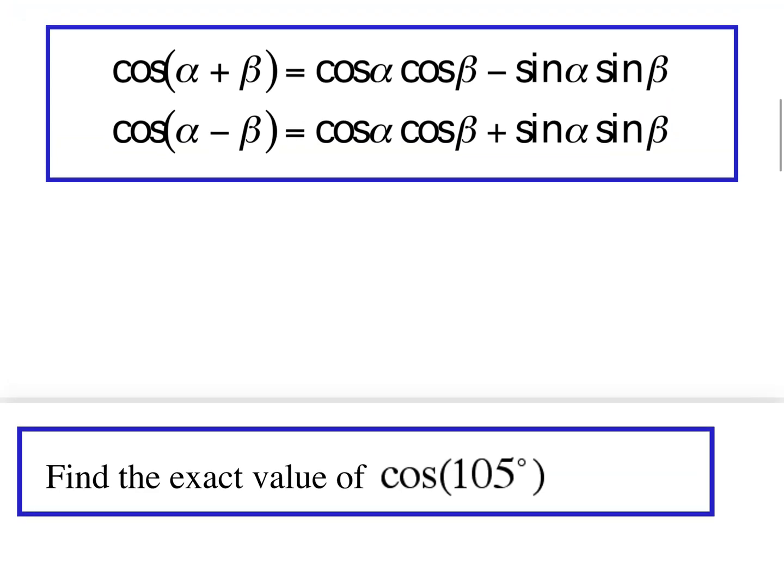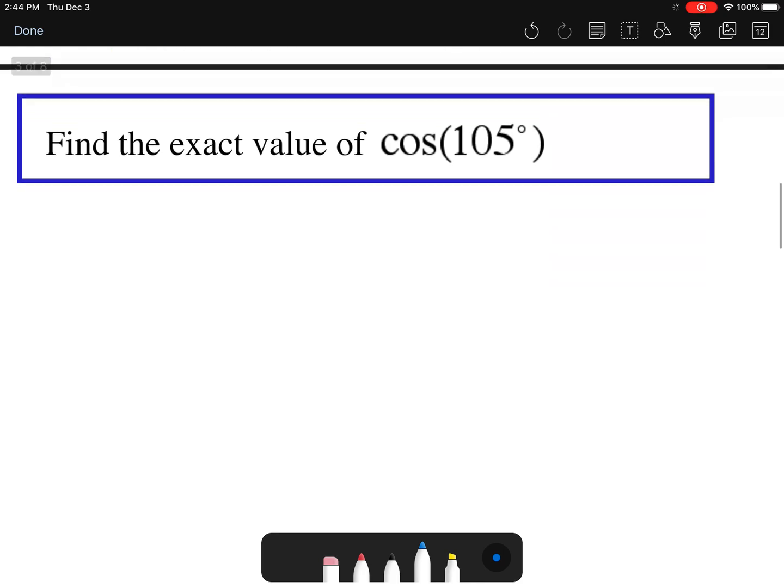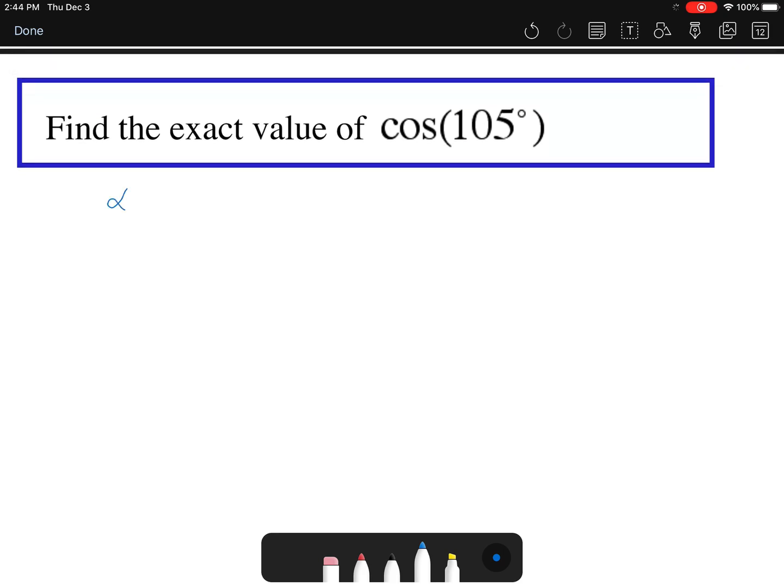So how do we find the exact value of cosine of 105? Well, we're going to use the formulas. So for 105, let's see, 105 would be 90 minus 15, but we don't know what 15 is. How about 60 and 45? That would add up. So alpha plus beta, in other words, we're going to use this formula.